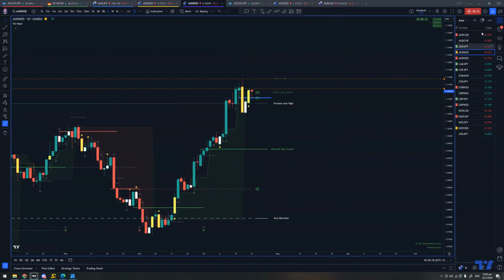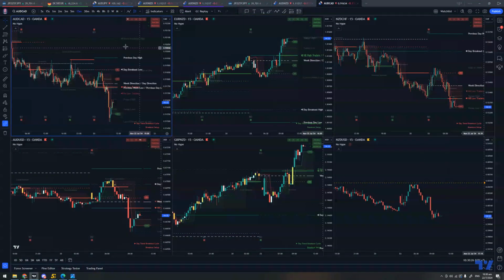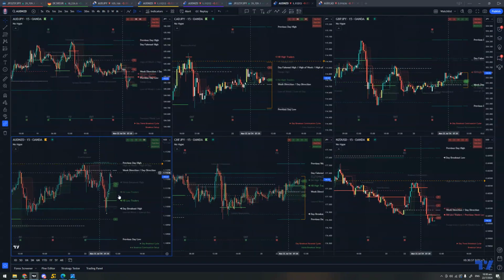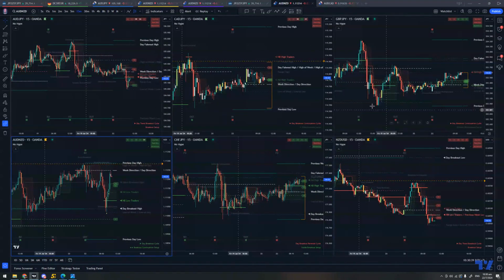So yeah, these were the pairs that I had on my watch list. Breakout days, I put them all in one chart, and then all the others, the fake out and the breakout bias change, I put in a separate chart, because these are the ones that I prefer to be trading.